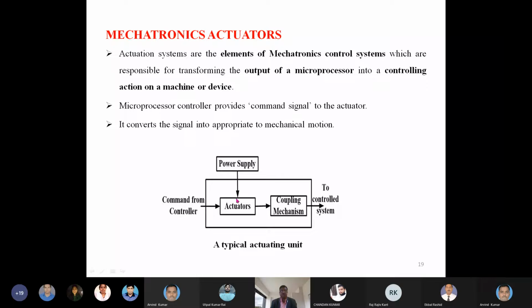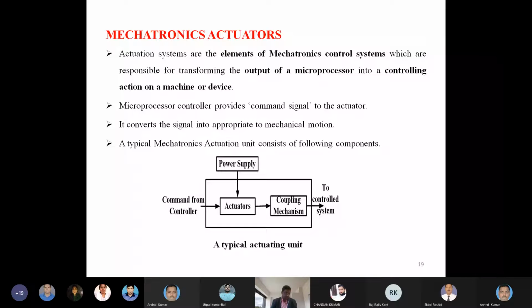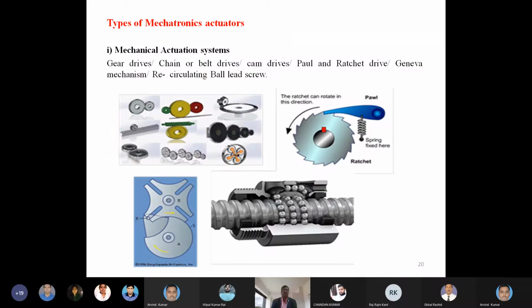The actuator will receive a power supply, and it will generate an appropriate action to the external environment through some coupling mechanism. So this becomes the complete actuation system. Okay, so we have different types of mechatronic actuation systems. These are the mechanical actuation systems which are commonly used in mechatronics.